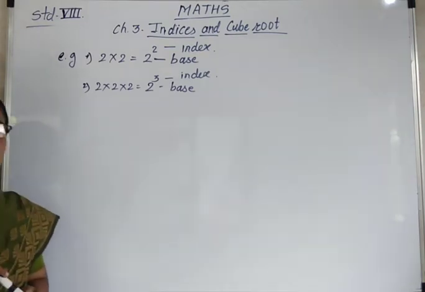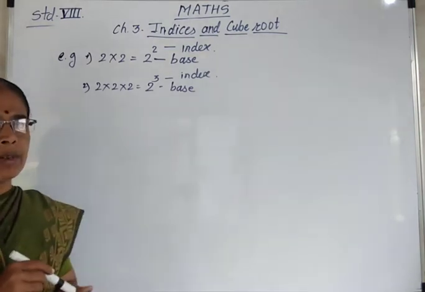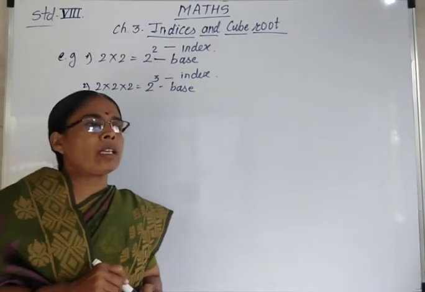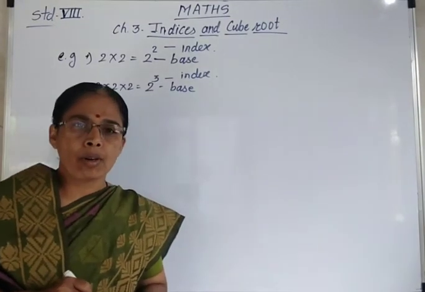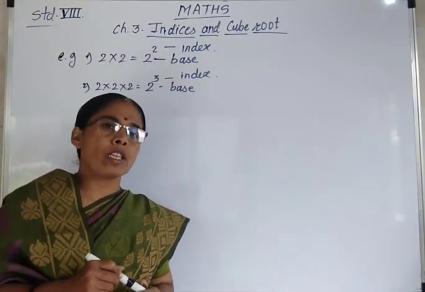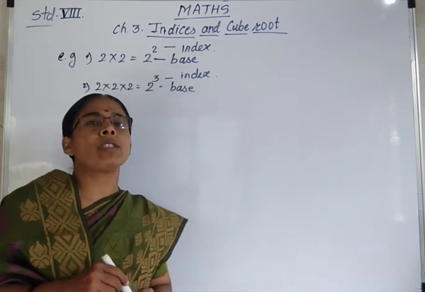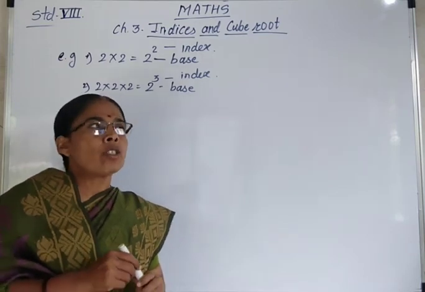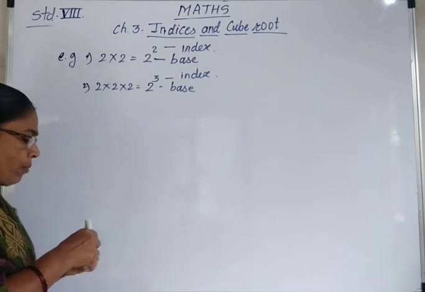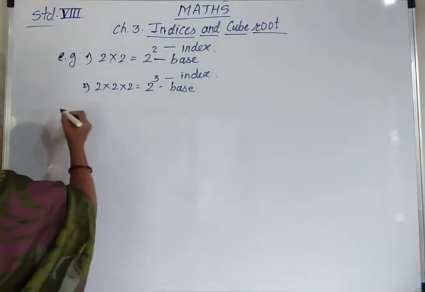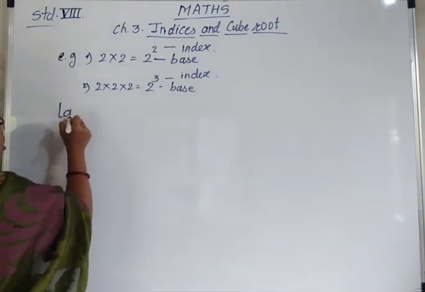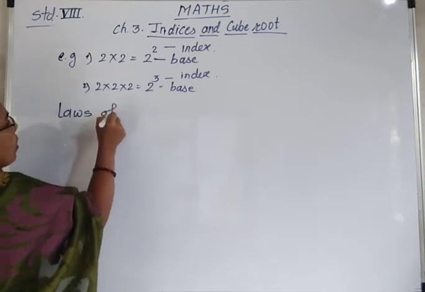Now if there is the product of numbers when the base is the same, how do we write the product, and how do we divide these numbers? This also we learned last year by using the laws of indices. So I am writing all these laws. First you see here, laws of indices.